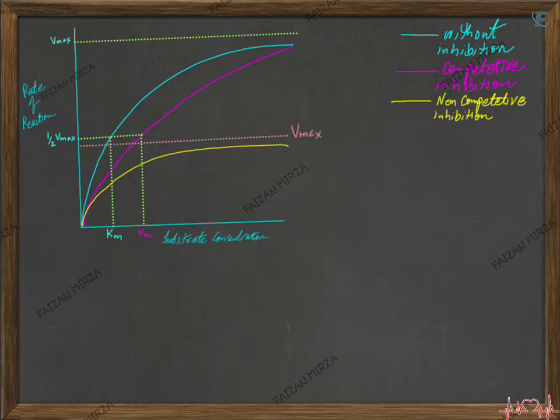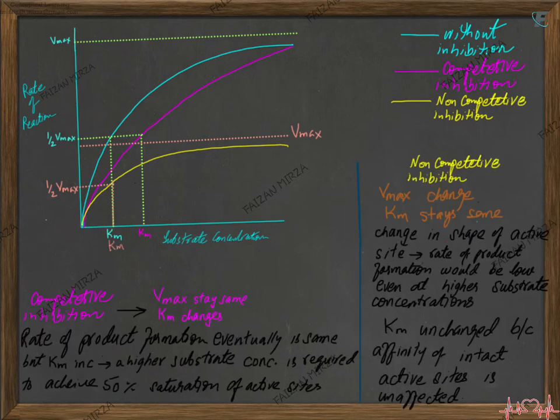The Vmax in the non-competitive case changes altogether, so it will have a different half Vmax. For this half Vmax, the Km value would be the same. So the Km value will be the same for this kind of graph here. So the Km stays the same, the Vmax changes. So this is what we study: in competitive inhibition Vmax stays the same and the Km changes, whereas in non-competitive inhibition the Vmax changes and Km stays constant.